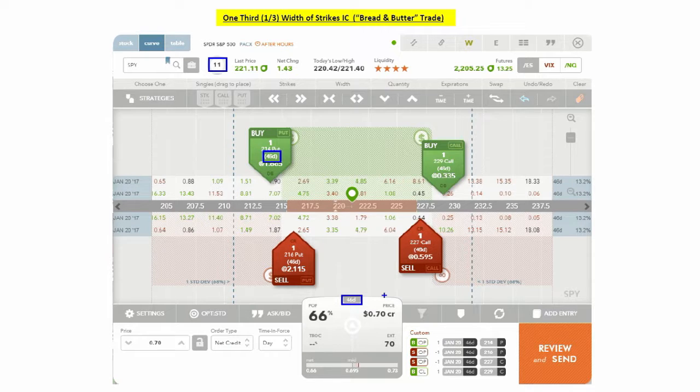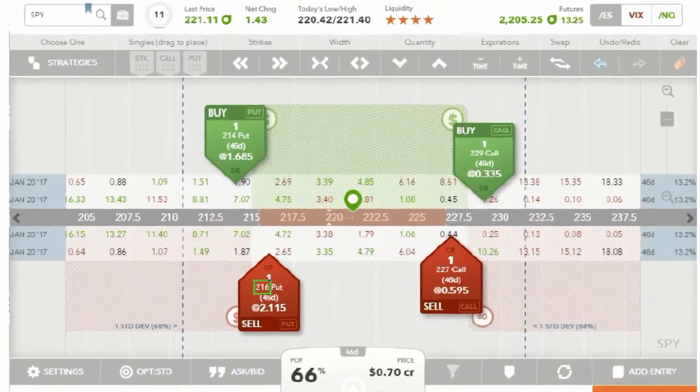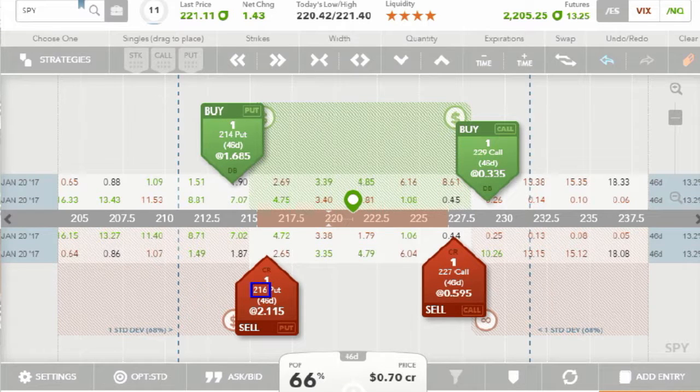Now let's look into the specifics of a 1/3 width of the strike Iron Condor. So, what were we looking to do? We're looking to get 1/3 the width of the strikes. So in this case, you see our strikes are $2 apart, 216 to 214. So that's $2. Over here, you see 227 to 229, also $2. So it meets our rules of being at least a minimum of $2 width of strikes.